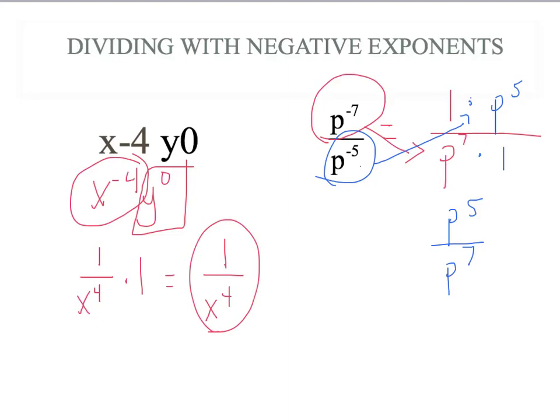Now I'm going to go ahead and subtract. I'm going to do 5 minus 7, but I have more left over in the bottom. If I take away all of these, I'll have 2 left here. On top I have nothing left, so if I multiply by 1, it's the same thing. So I have 1 over p squared.